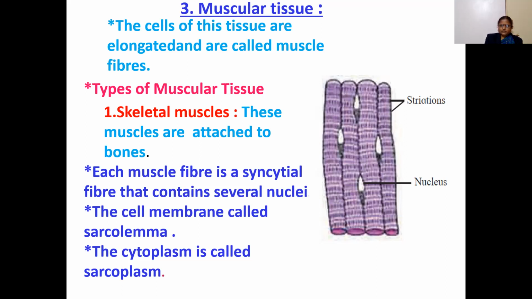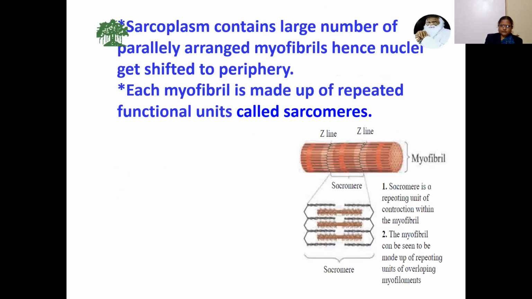Muscular tissue, in them skeletal muscles are attached to bones, hence the name. Remember, sarcoplasm, nucleus, sarcolemma. Sarcoplasm contains a large number of parallel arranged myofibrils. Hence, nuclei get shifted to the periphery.